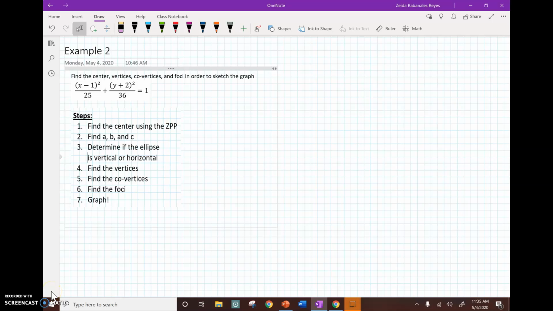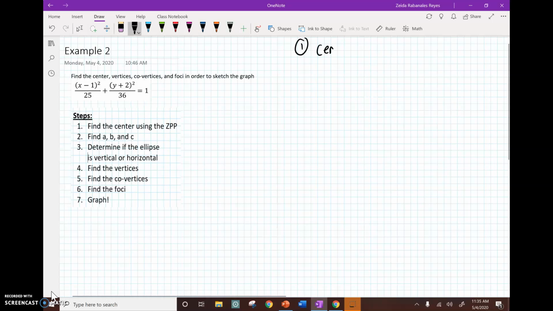All right, example 2. This time we're going to move a little faster since we know how to do a lot of the stuff. And I'm going to show you a different way to figure all the stuff out without having to do so much math. So, step 1, you always got to find the center.